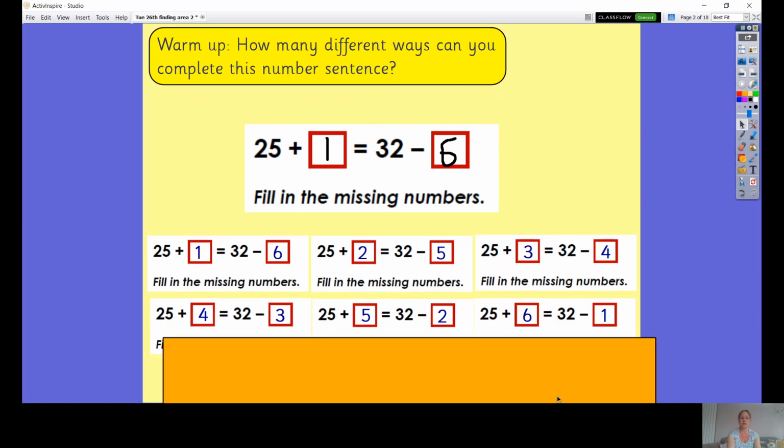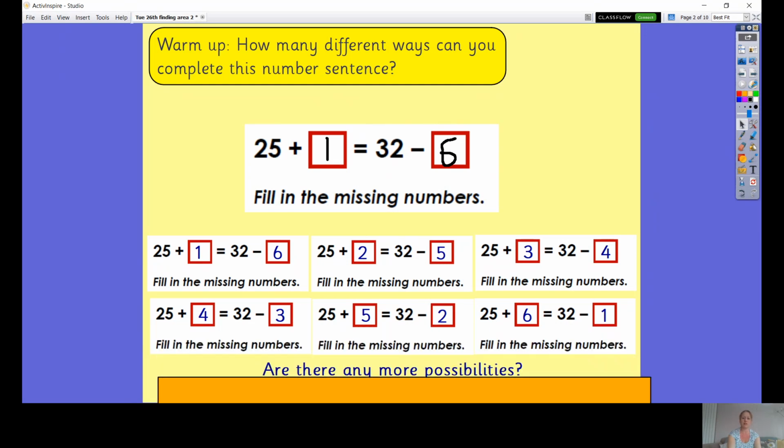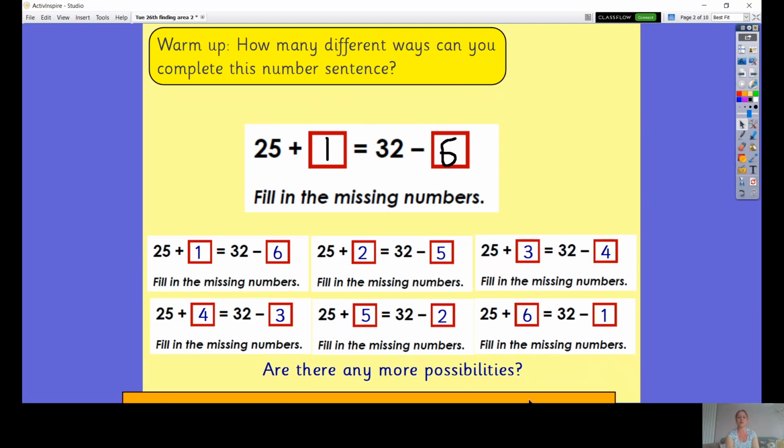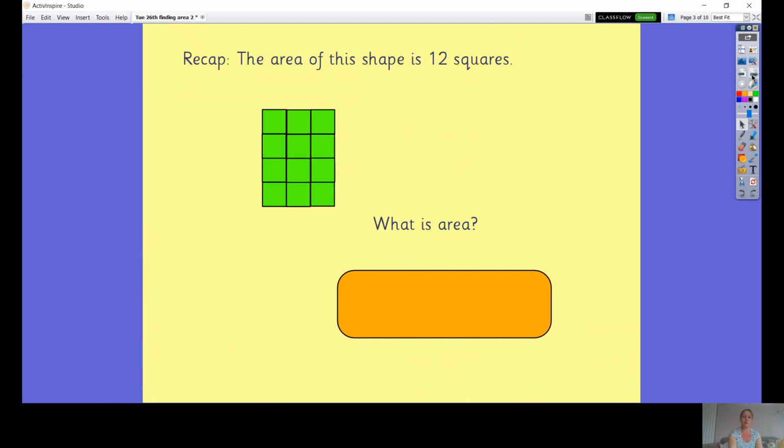And I decided I was going to carry on doing that. So then I put 1 more in this box, 1 more than 3, and 1 less, and 1 more, and then 1 less. And I carried on and I carried on. Are there any more possibilities? The answer is yes, there are some other possibilities, but I would be using zeros and things in those. So hopefully you've got some of those possibilities written down in your book. And now we'll move on to our area.